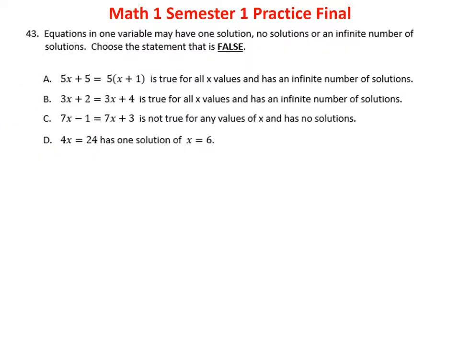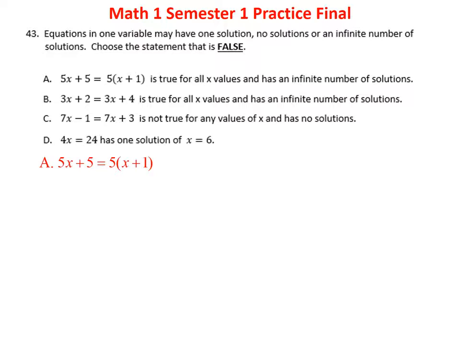43, we're looking at each equation and deciding, do they have one solution, no solutions, or infinite solutions? Another way of saying that is, do they cross and have one solution? Are they parallel and have no solutions, they never cross? Or are they the same line, so they have an infinite number of solutions?